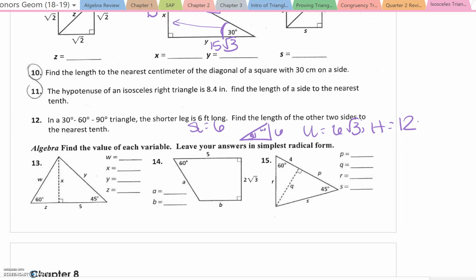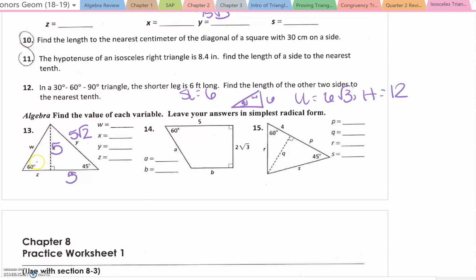Okay. The ones on the bottom here, you're going to have to remember the 45, 45, 90 rules and the 30, 60, 90 rules. So you can have two triangles within the same problem. So for number 13, the only thing I have here is that this is 5. Since this is a 45, 45, 90 triangle on the right, this x is going to become 5. Y is going to become 5 root 2. So that was the easy part.